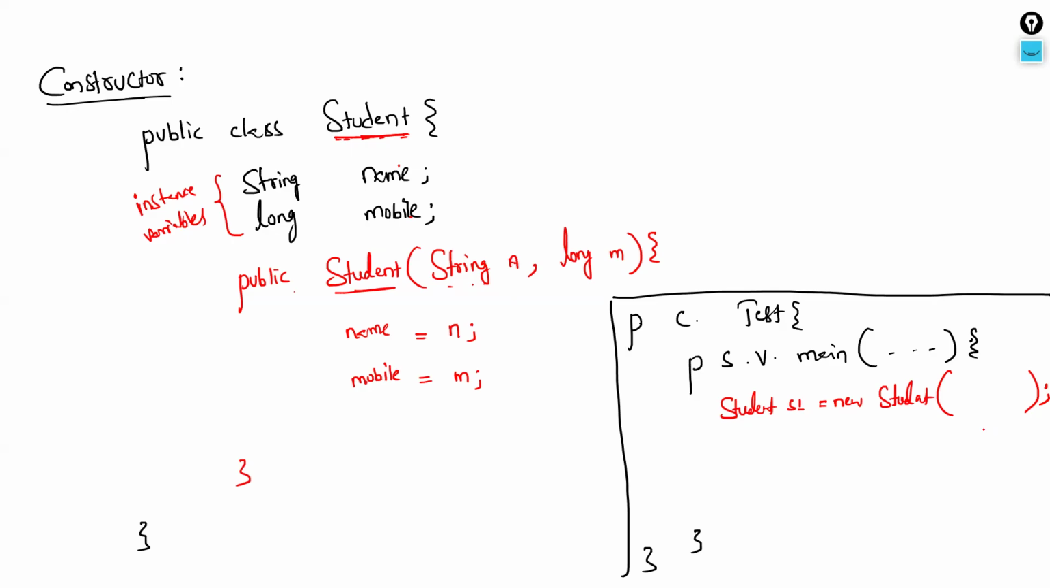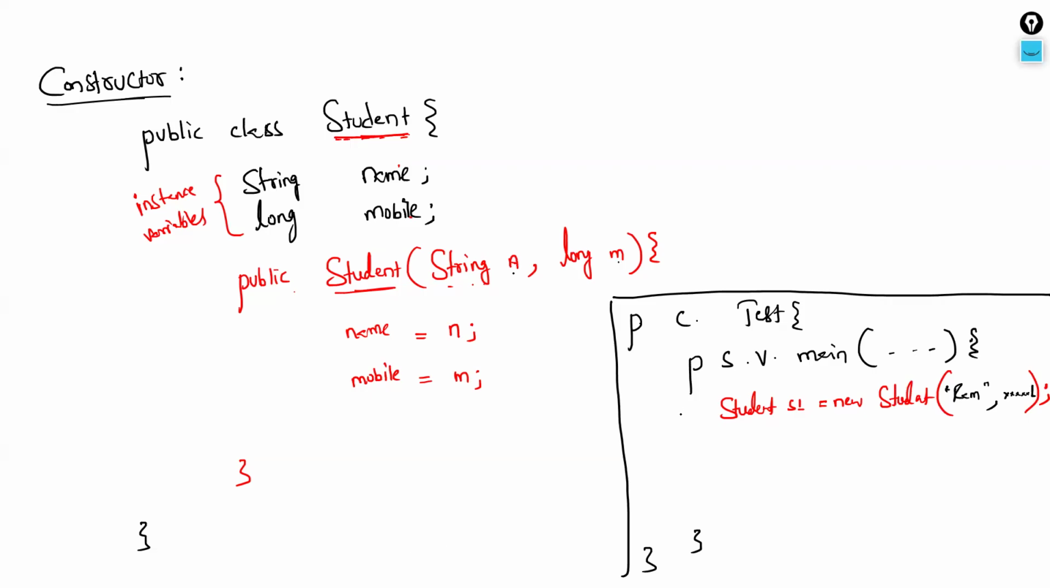Then how do we correct it? We have to give some value to the n variable and some value to the m variable, in the order of first the String one, second the long one. Here my first student name, say Ram. Since it's a string value, double quotes. The second one is what? Mobile number. I'll write some mobile number. No space, but it has to end with L.